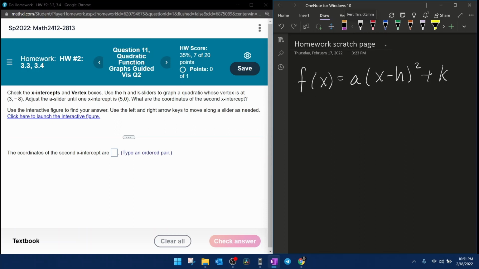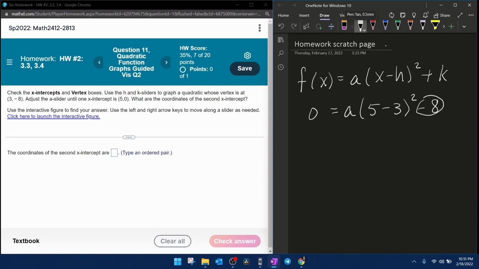All right, so here we go. f(x) is y. From our x-intercept, y is 0. a is our unknown. The x-coordinate of the x-intercept is 5. h comes from the vertex, and so does k. And now we can solve for a.